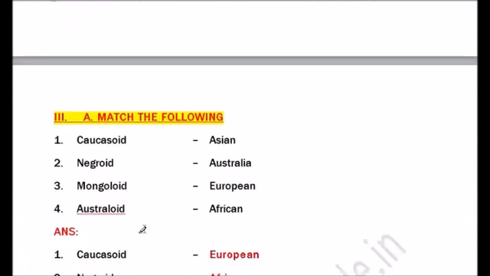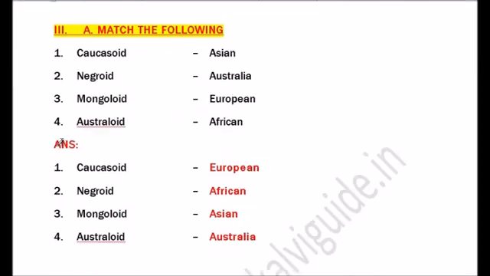Roman number 3, match the following. First one: Caucasoid Asian, Negroid Australia, Mongoloid European, Australoid African. The answers are Caucasoid European, Negroid African, Mongoloid Asian, Australoid Australia.